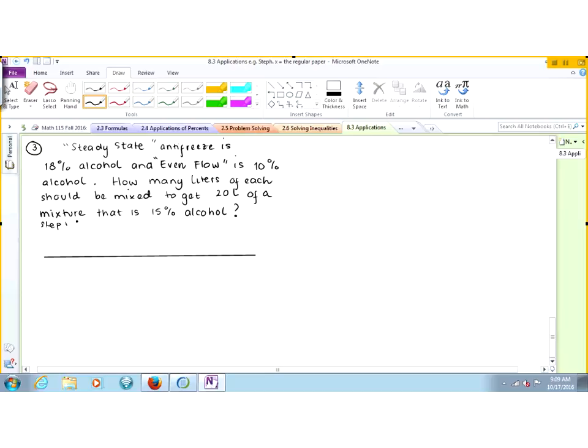So let's see. We're going to have step 1. All right. And then step 2. So this is the table. Okay. Let's see. So what's the line here? Steady state. Right. And then you also have even flow. And what's the last column? Mixture.